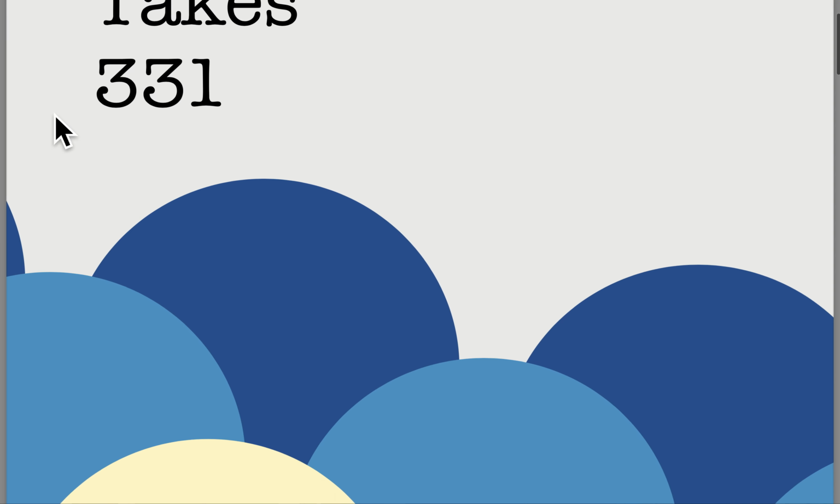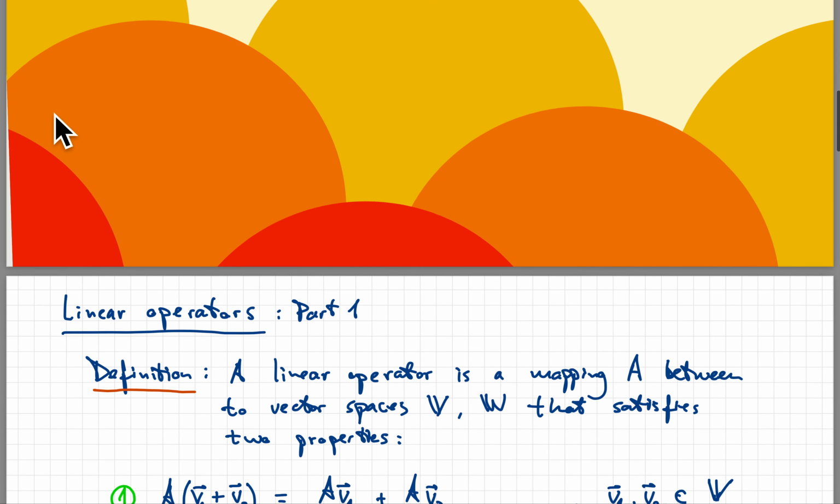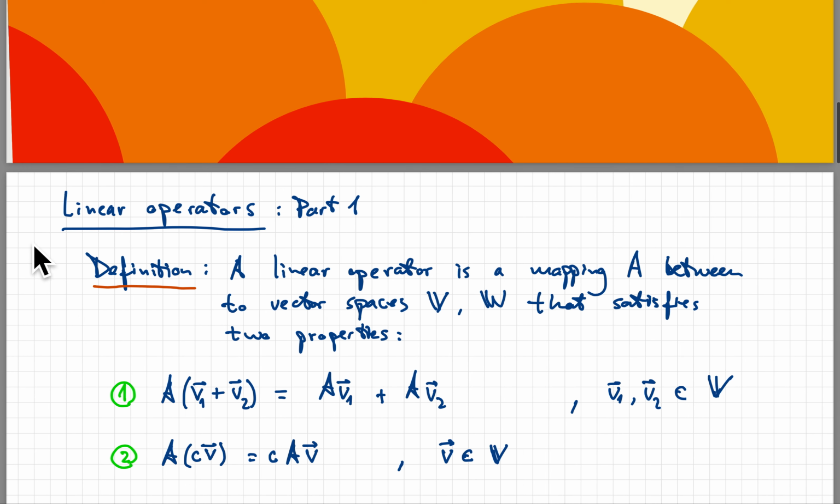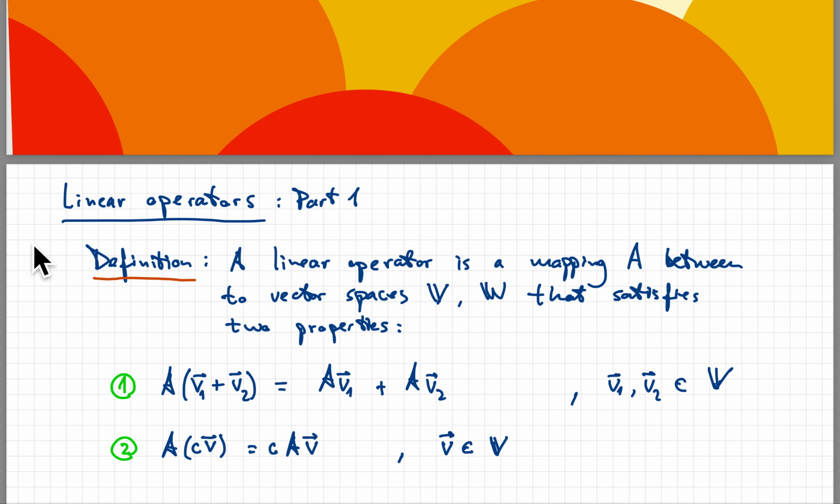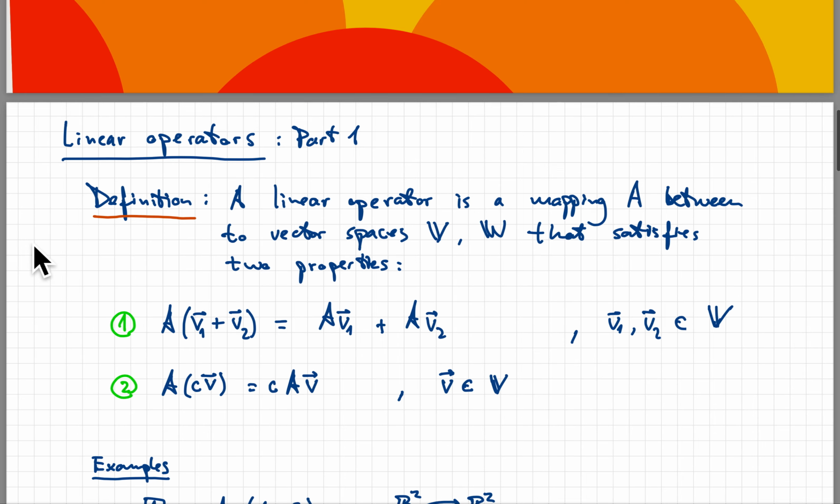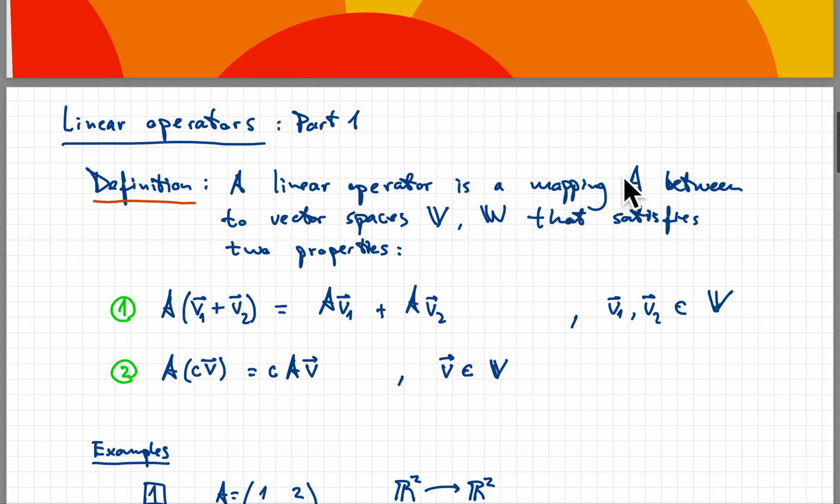Today we're going to talk about linear operators, and this is going to be part one of what's probably going to be a 2 or maybe 3-part subseries on linear operators. So we define a linear operator as a mapping between two vector spaces. We're going to call the mapping A here, and the two vector spaces V and W.